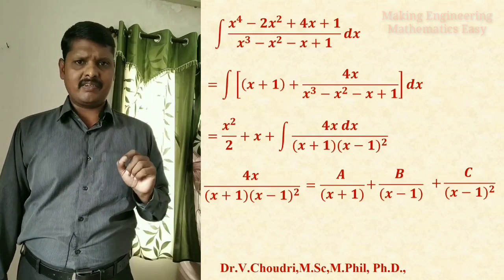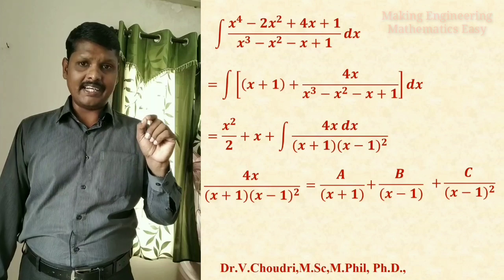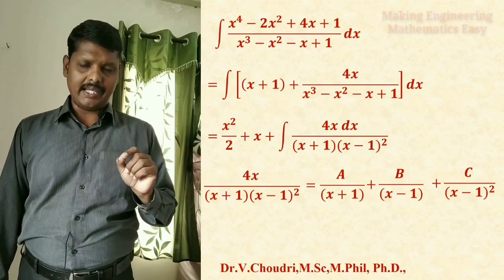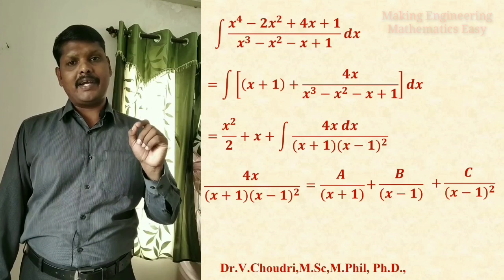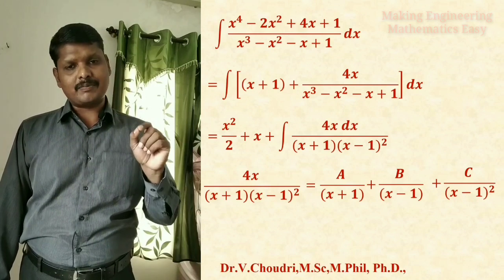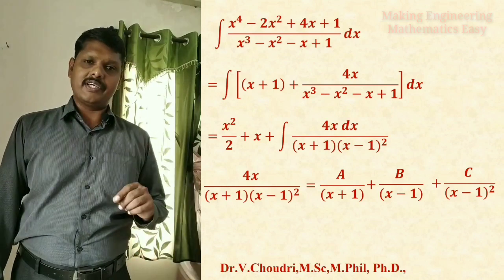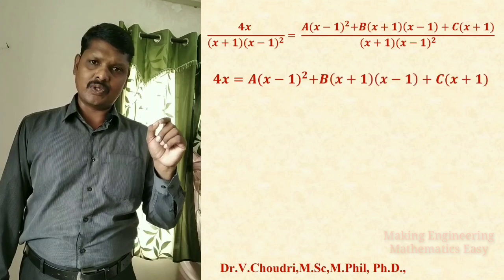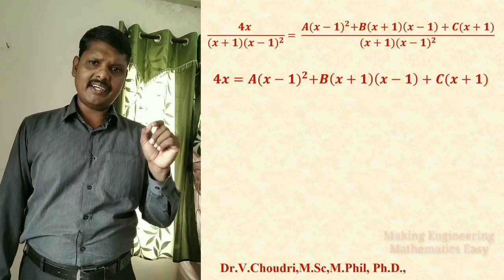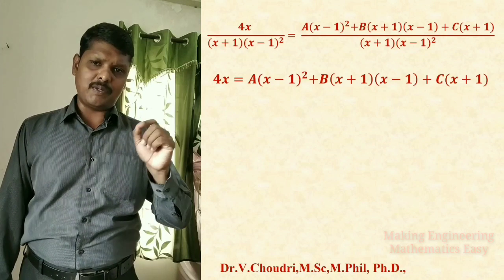Applying the partial fraction for the integrand 4x divided by x plus 1 into x minus 1 whole square equal to a by x plus 1 plus b by x minus 1 plus c by x minus 1 whole square. Now take LCM on both sides. What do you get? 4x equal to a into x minus 1 whole square plus b into x plus 1 into x minus 1 plus c into x plus 1.